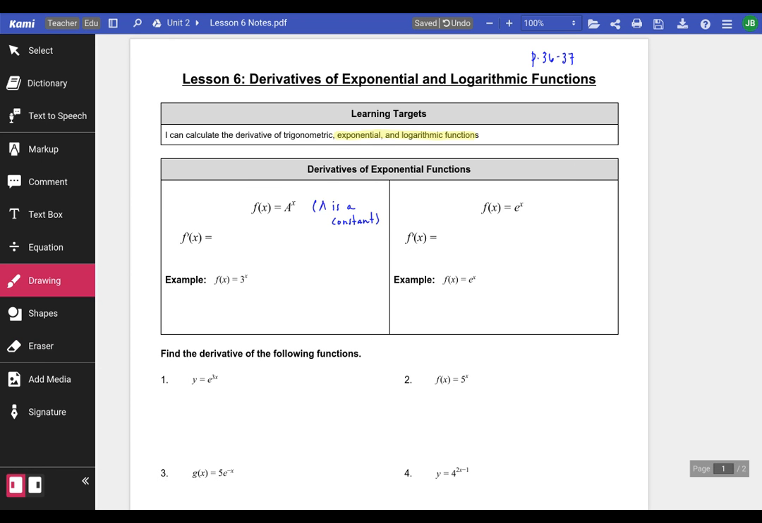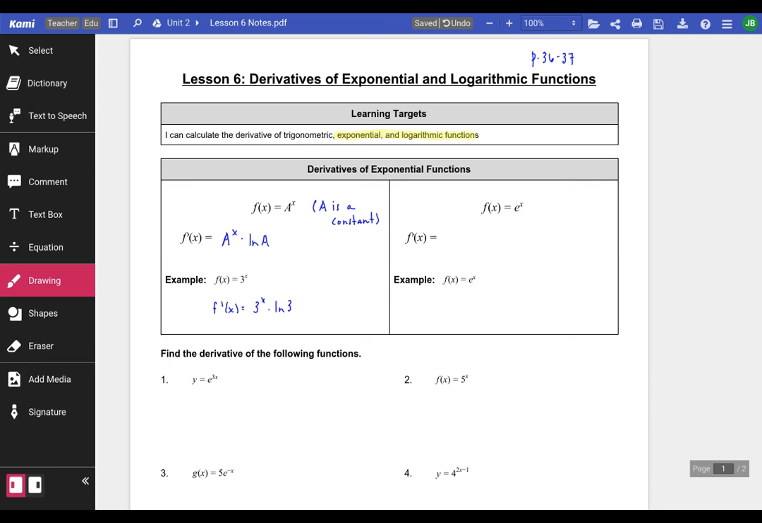That's an exponential function. And so when we have something like that, our derivative, f prime of x, is going to be a to the x. It's going to start out just the same. And that's going to be times the natural log of a. And that'll be our answer. So in this example, we have f of x equals 3 to the x. Our derivative f prime of x is going to be 3 to the x times the natural log of 3.